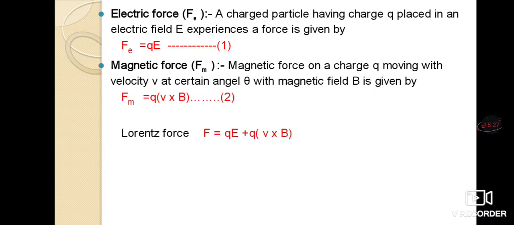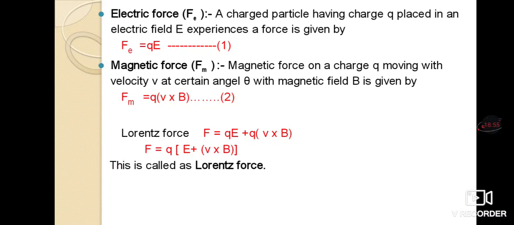Lorentz force is nothing but the net force experienced due to the electric as well as the magnetic field. So the Lorentz force F is equal to Fe plus Fm. What is our Fe? It is qE, plus Fm is q of v cross B. So q is common, take it out. So F is equal to q, and the left out term is E plus v cross B. So this is called the Lorentz force.